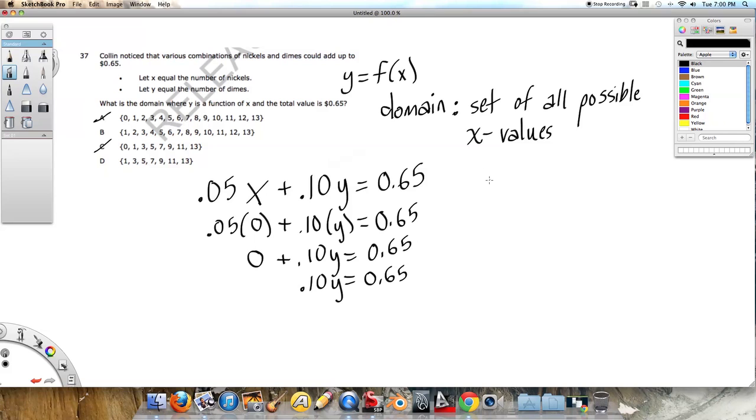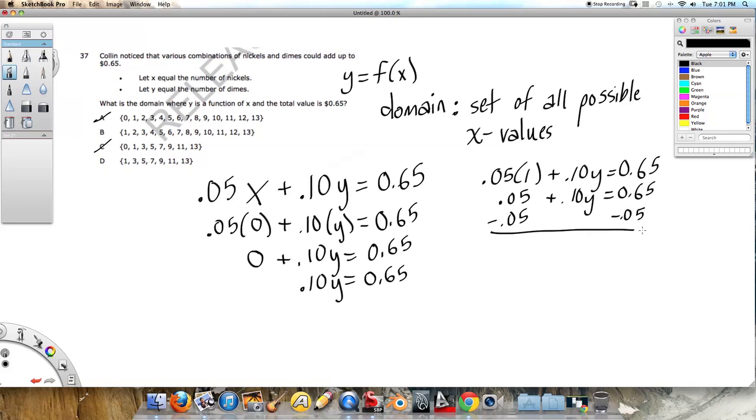We start with 1. So 0.05 times 1 plus 0.10 times y equals 0.65. And as you're going to see as I work this problem out, this one's going to start to make more sense, because 1 nickel would be 5 cents. If I take away 5 cents from both sides to cancel that out, 0.05, then I'm left with 0.10y equals 0.60. So I'm trying to come up with 60 cents from just dimes. We can definitely do that. That would just be 6 dimes. So one combination would be 1 nickel and 6 dimes. So 1 is definitely part of our domain. But that doesn't help us here because B and D also both start with 1.